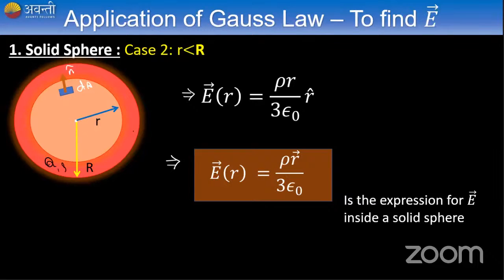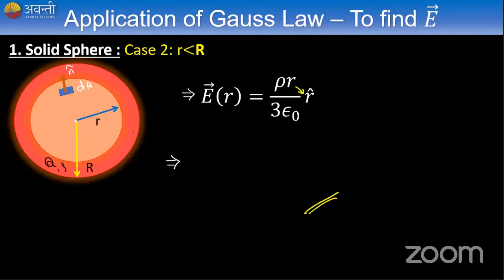So guys, one more thing. In this expression, I had rho R by 3 epsilon naught times R cap. So I multiplied R and R cap to get this R vector. Okay. So this is my expression for electric field.